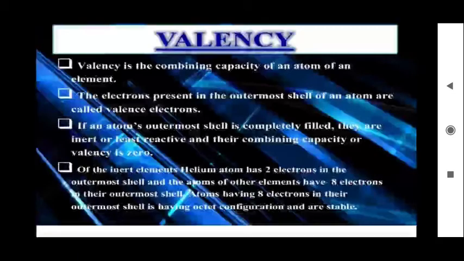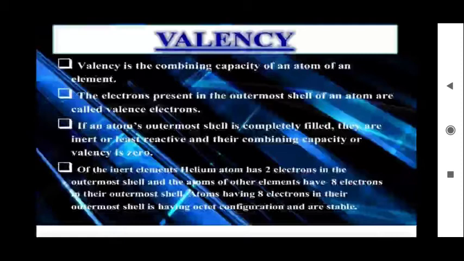What is valency? It is the combining capacity of an atom in an element. The electrons present in the outermost shell of an atom are called valence electrons. If an atom's outermost shell is completely filled, it is called inert or least reactive, and its combining capacity will be 0. That is, valency will be 0. They do not tend to combine with any other atoms or elements.